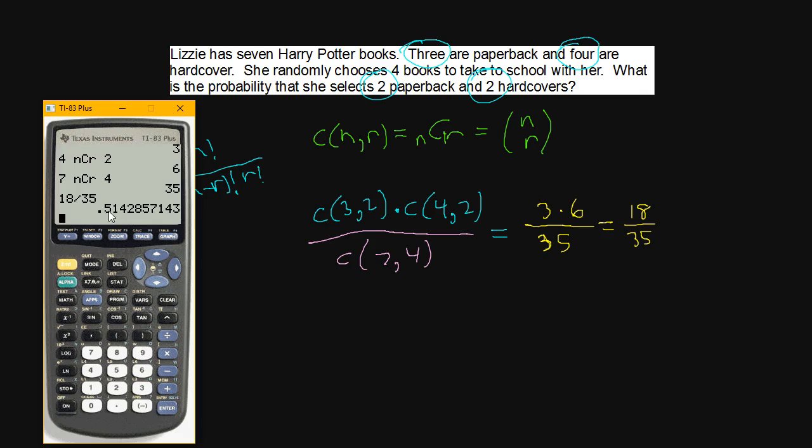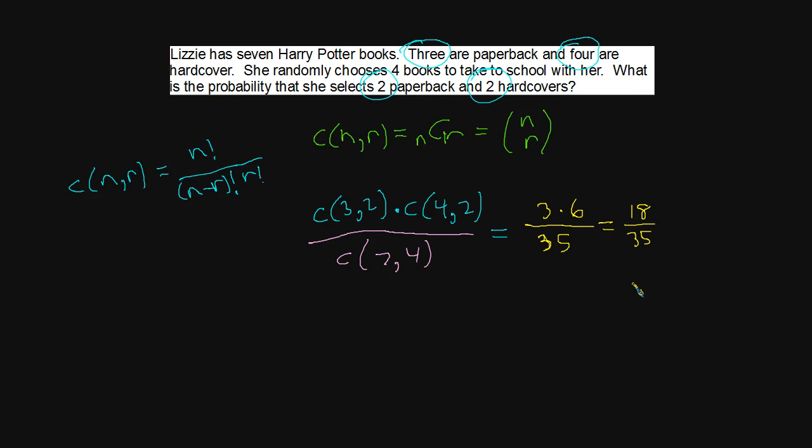And then we'll convert that to a percent of 51.4%. So again, this is 0.514, and we could rewrite that as 51.4%. And that is the answer to our question. When we ask what is the probability that she selects 2 paperbacks and 2 hardcovers, it's about 18 out of 35, or 51.4%.